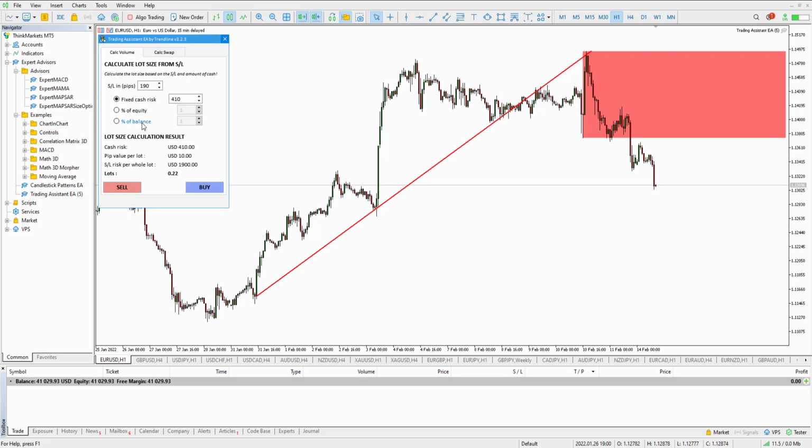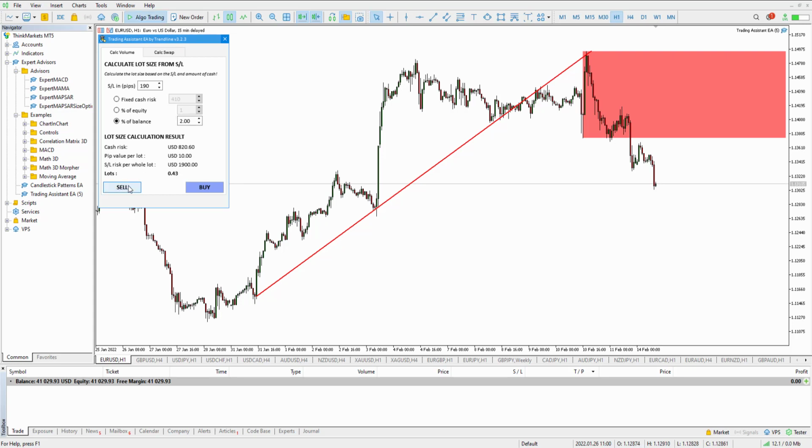Okay, so let's say we're going to be risking 2% of our account balance, and in case we're using 190 pips of stop loss, we want to risk 2% of our account, which is $41,000. In this case we're risking $820, and down here this is the lot size that we've got to use for this trade if we want to take it, right?